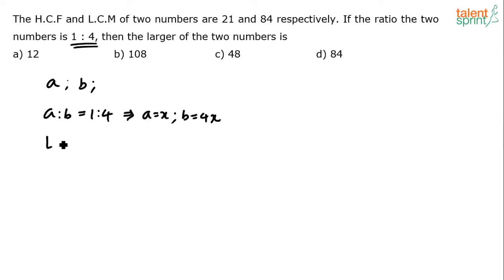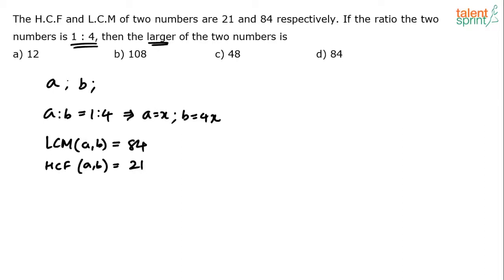The LCM of A and B. Again, these steps are not required; only for the sake of clear explanation I'm putting it up. The LCM of A and B is 84 and the HCF of A and B, the highest common factor, is equal to 21. So what is the larger of the two numbers?